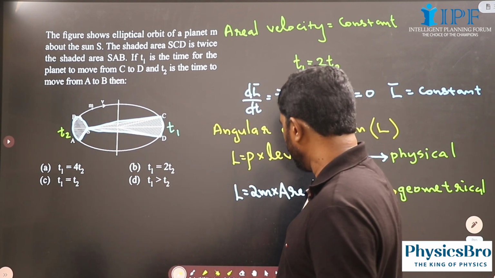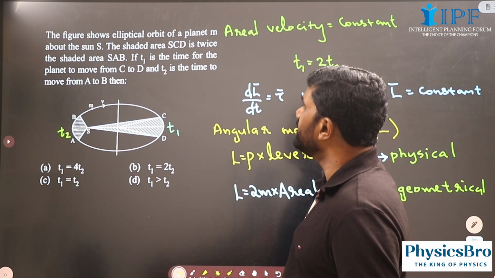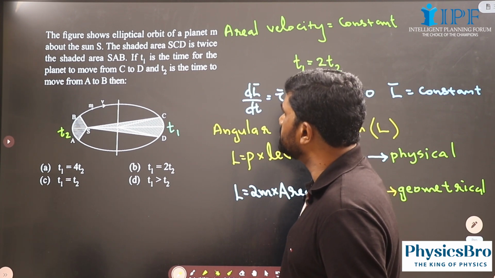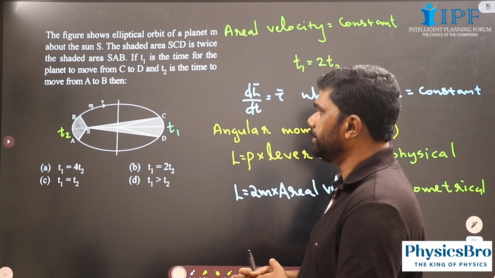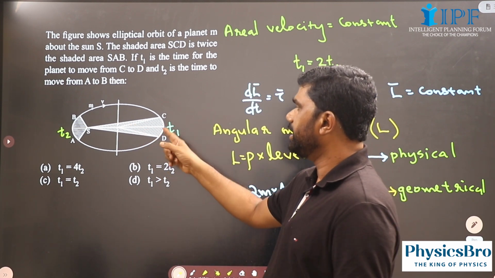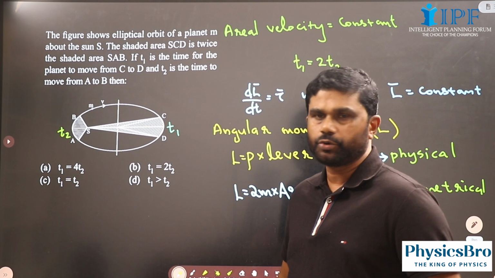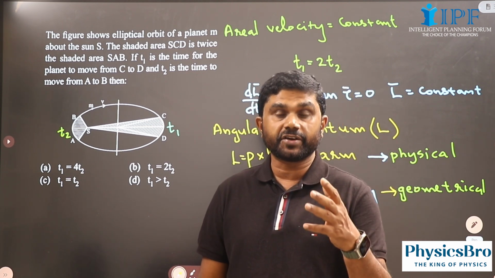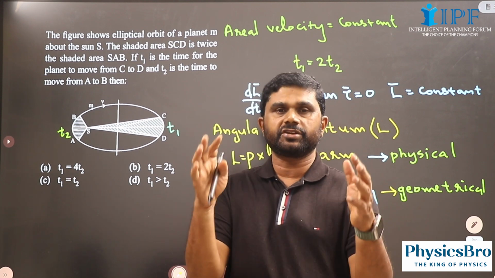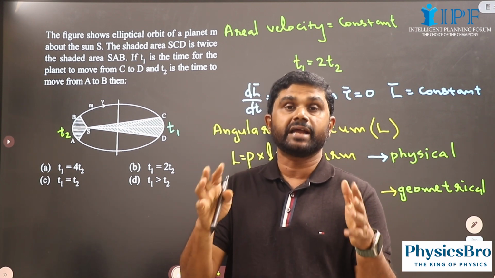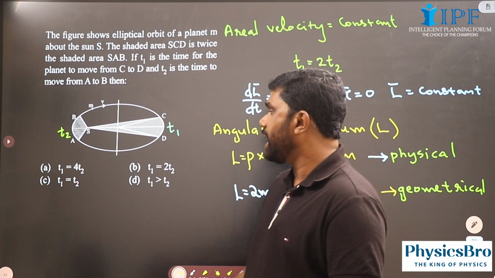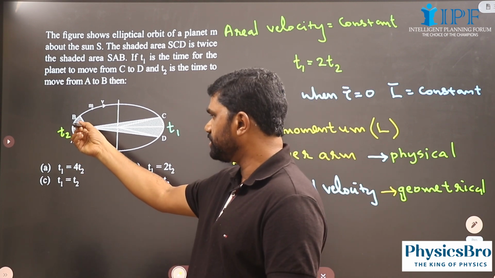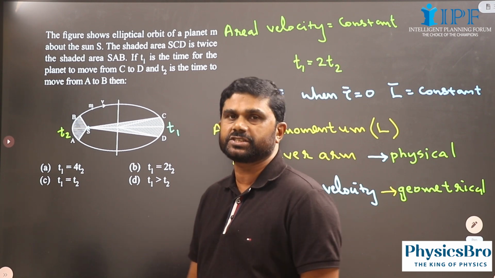Now see, if T1 is the time for the planet to move from C to D and T2 is the time to move from A to B, and this area SCD is twice. Now see, in planetary motion, the planet is moving under the effect of a central force, that is the gravitational attraction between the Sun and the planets. See, the axis about which the planet is revolving is passing through the Sun.